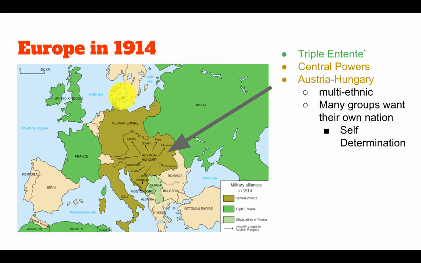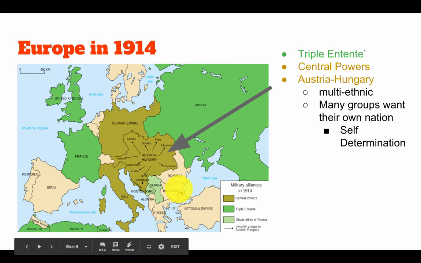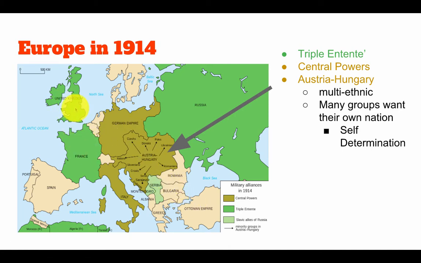As I mentioned earlier, the Central Powers are going to be countries located pretty much in Central Europe. The Ottoman Empire is also a member of the Central Powers. And then you have the Triple Entente nations, United Kingdom, France, and Russia, and the Central Powers squeezed in the middle. Here in the Austro-Hungarian Empire, you have a lot of these nations that want to break away and form their own countries.